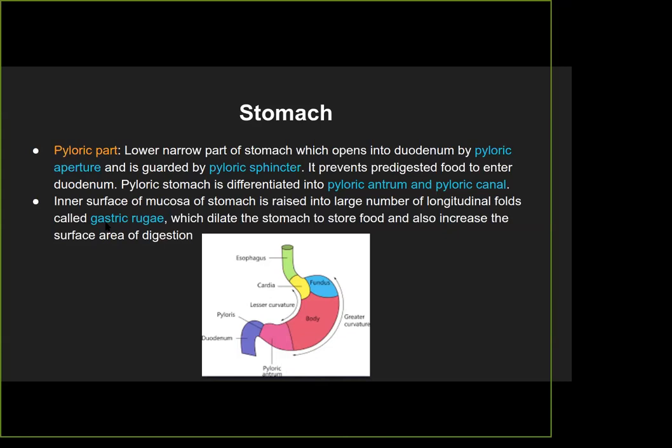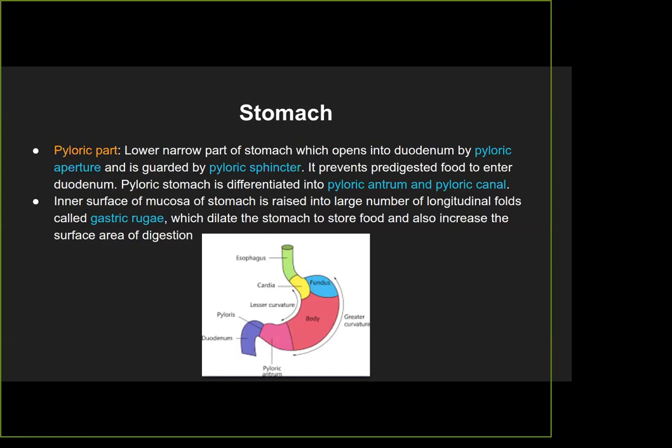So we will see the histology of the alimentary canal. There we will see different layers which are present in the walls of the esophagus, stomach, small intestine and large intestine. One of the layers of the lining of the alimentary canal is the mucosa, and it is the same throughout the alimentary canal.